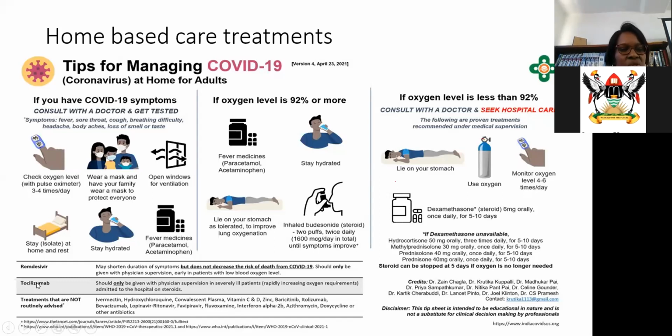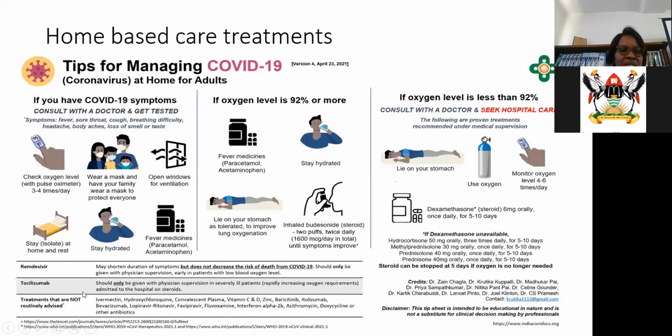Then we also know tocilizumab, which should only be given under supervision of a physician in patients with severe illness. It's not here, it's being used elsewhere, but it's not part of our national guidelines. Then there are other treatments that are not routinely advised, that have not been shown to work, or those that have been shown to be risky, and others that are still undergoing clinical trials.